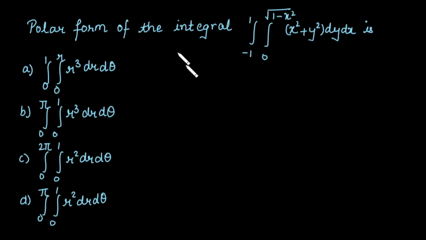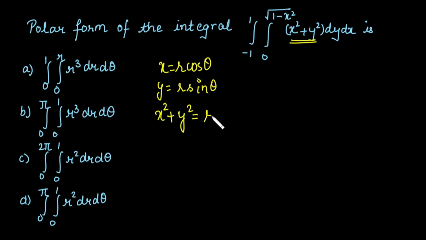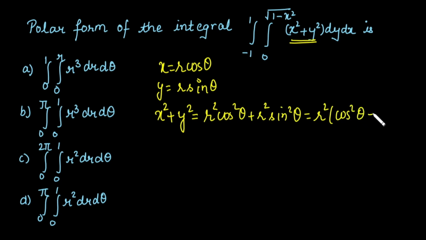Next question is: what is the polar form of this integral? Now substitute x equal to r cos theta, y equal to r sin theta in the function. So what is the function? x square plus y square. What is x square plus y square? That is r square cos square theta plus r square sin square theta. This is equal to r square times (cos square theta plus sin square theta). Cos square theta plus sin square theta is 1. Simply this is equal to r square.